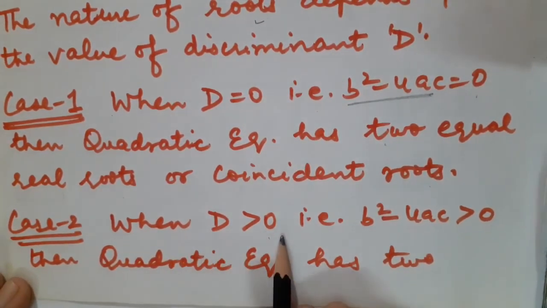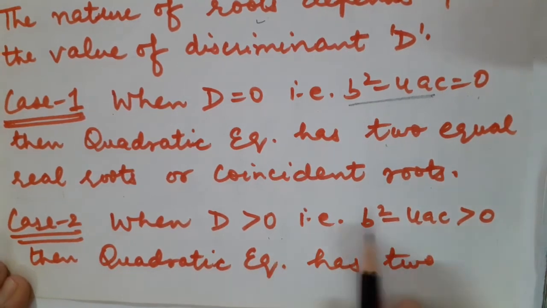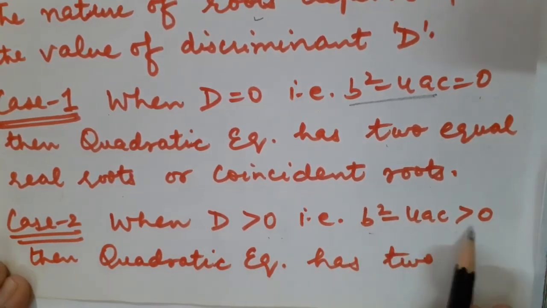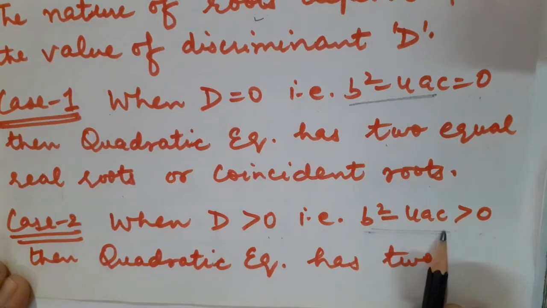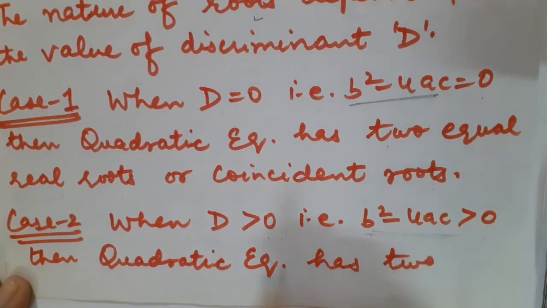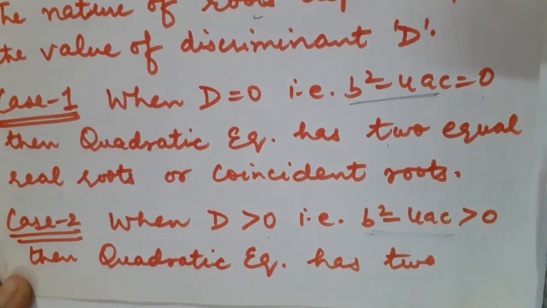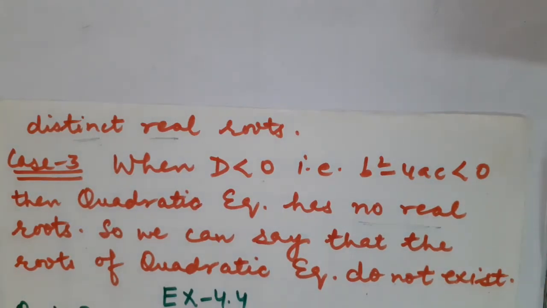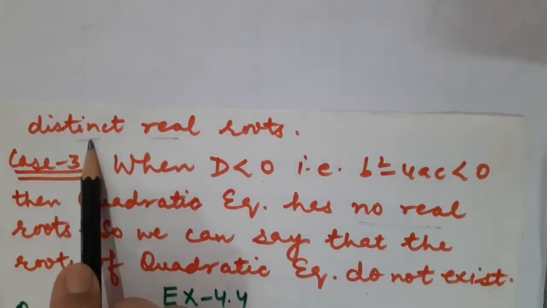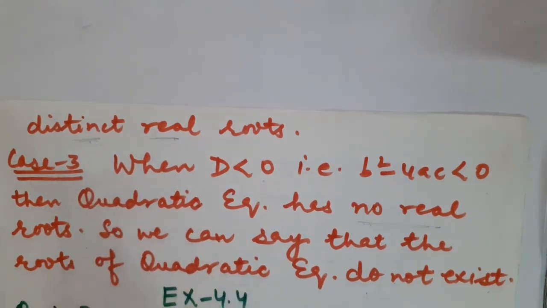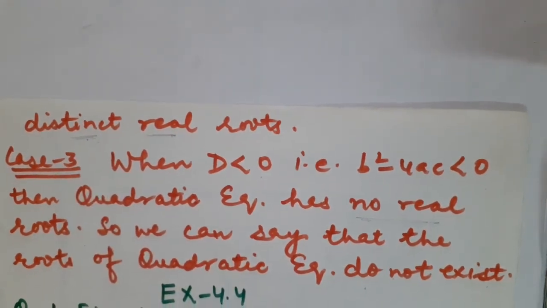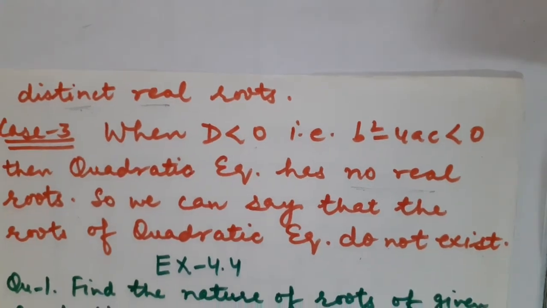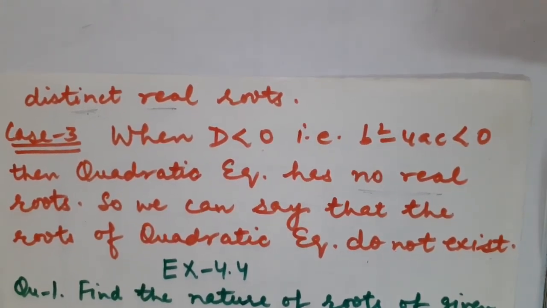If the discriminant is greater than 0, that is, positive, it means B square minus 4AC is greater than 0, producing a positive result under the root. Then the quadratic equation has two real roots, but they will be distinct from each other. They will be different from each other. When we had the condition D equal to 0, the roots were equal, but here the roots will be different.